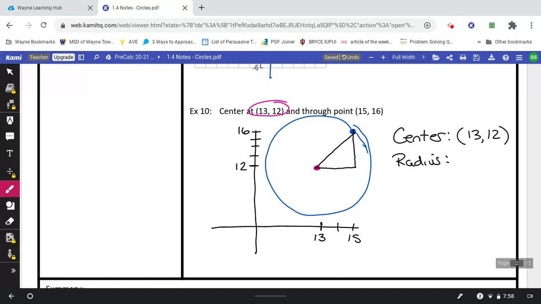So the pink dot was at 13, and it goes all the way here to 15. So that must be a distance of 2 from 13 to 15. Then I look at my grid on the side. This was at 12, all the way up to 16. That's a distance of 4. So now I've got my sides as 2 and 4. 2 squared plus 4 squared equals c squared. Do the Pythagorean theorem, and you'll find your radius. Go ahead and take a second, try that one.